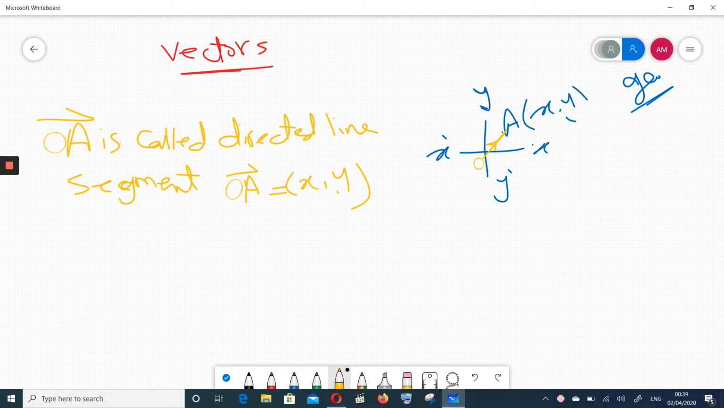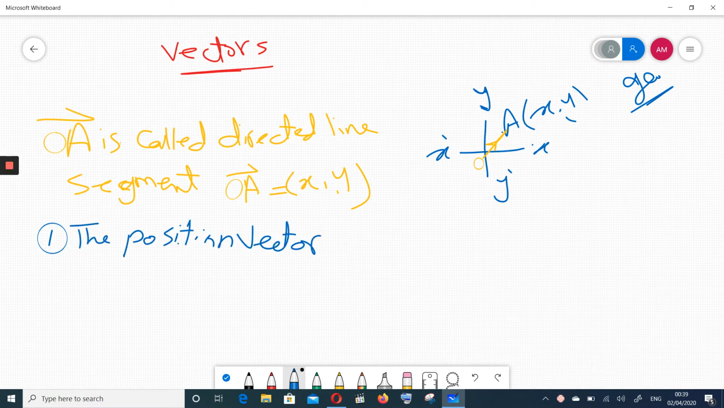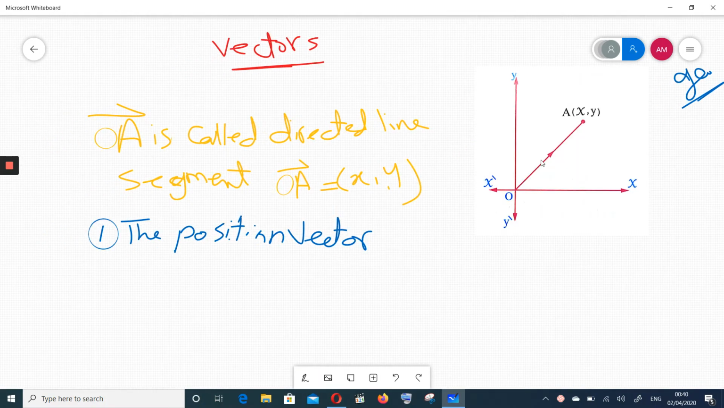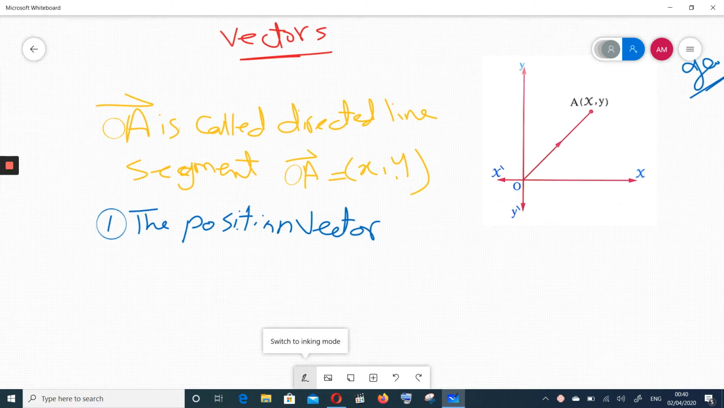And by the way, this is the first method to say the position of a vector. So the first way to represent any vector is called the position vector. That means we are going to determine it by using its ordered pair. So in this figure, for any point here, A, this is OA, the vector called the vector OA. And as we said, this is the position vector A.